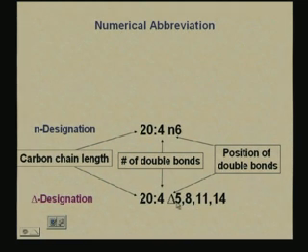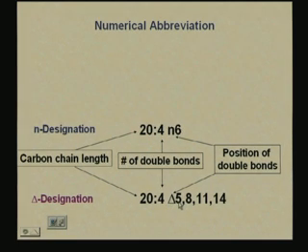The delta 5 means the double bond is between 5 and 6. 8 means it is between 8 and 9, 11 means between 11 and 12, and 14 means between 14 and 15. In the N designation, there is usually just one number put, because usually when the fatty acids are biosynthesized, they form in specific units.